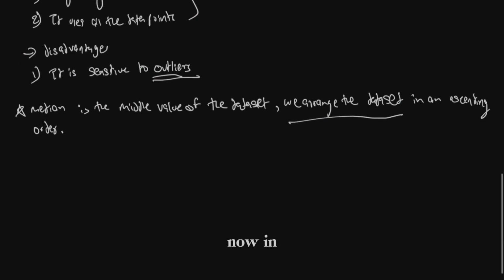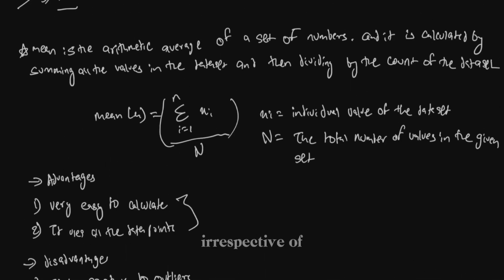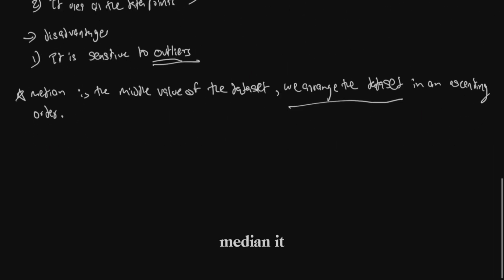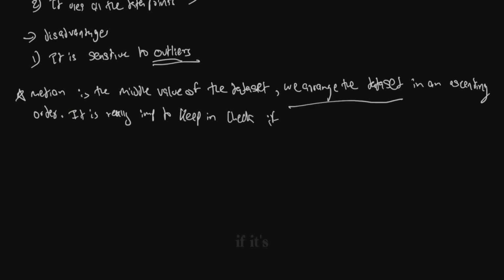In mean, there's only a single formula to calculate mean, irrespective of whether there are even or odd numbers in the data set, because we are dividing by n, which is the total number of values in the data set. But in median, it is really important to keep in check if it's even or odd, which is the total number of data points.